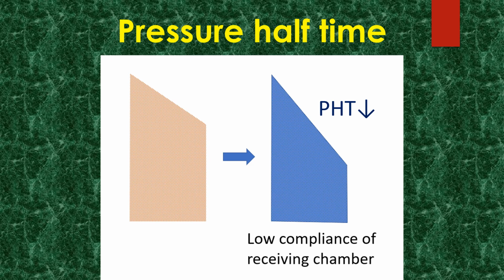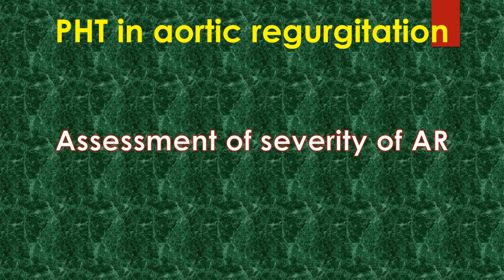This is the usual situation in acute aortic regurgitation, when the receiving chamber or left ventricle does not get much time to dilate and accommodate the regurgitant flow. Severe regurgitation also gives rise to a similar picture as the receiving chamber fills rapidly. PHT measurement by Doppler echocardiography is useful in assessing the severity of aortic regurgitation.